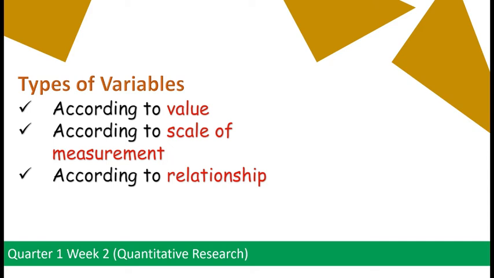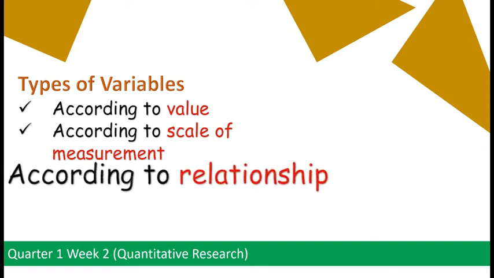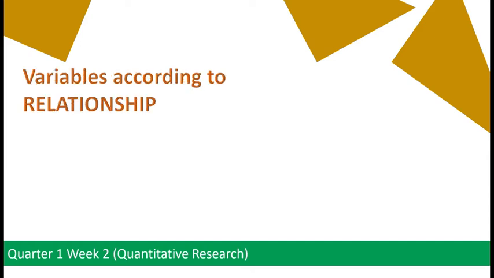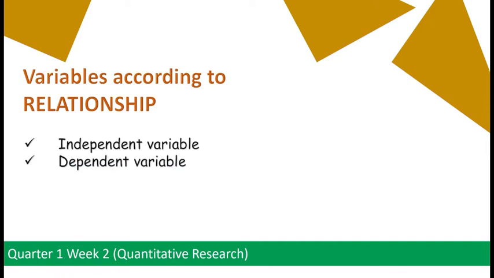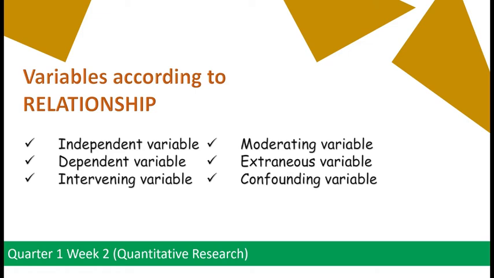In a laboratory or scientific experiment, variables are classified according to the relationship they have on other variables. These include the independent variable, the dependent variable, intervening variable, moderating variable, extraneous variable, and the confounding variable.